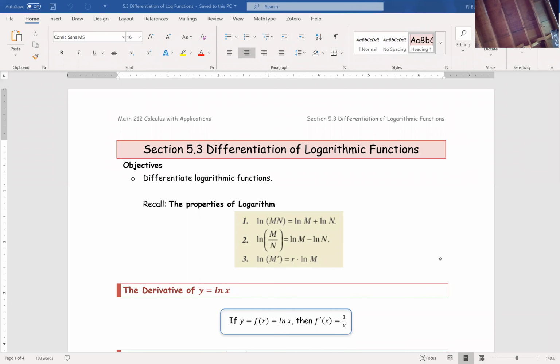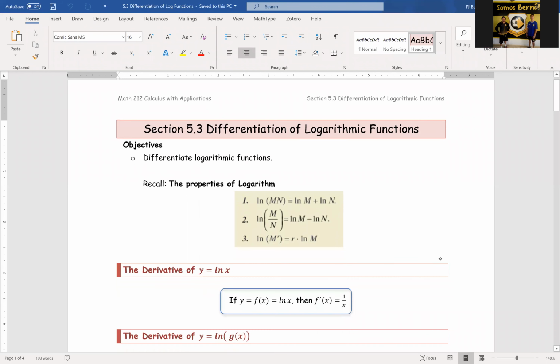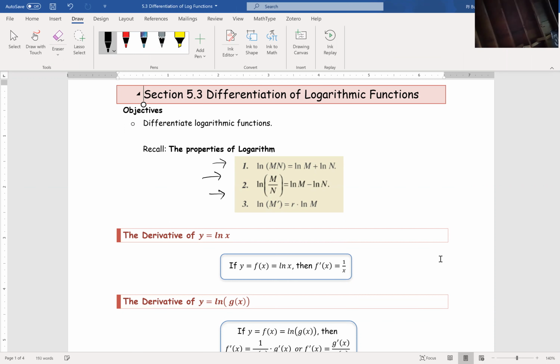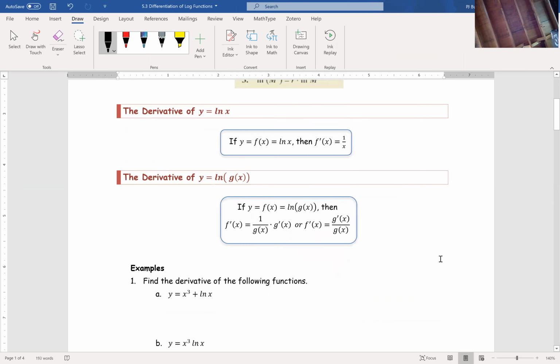All right, everybody see section 5.3? Yep. All right, thank you. So we've got the properties here, listed here, 1, 2, and 3. These are the most important when differentiating. So let's talk about the derivative of the natural log. The derivative of natural log is 1 over x.